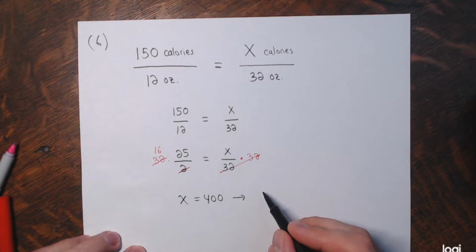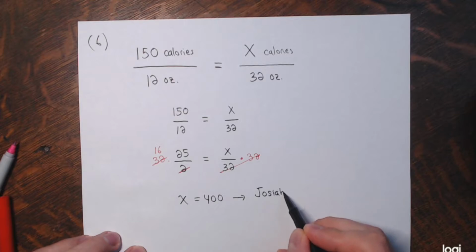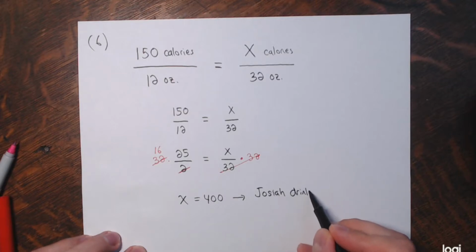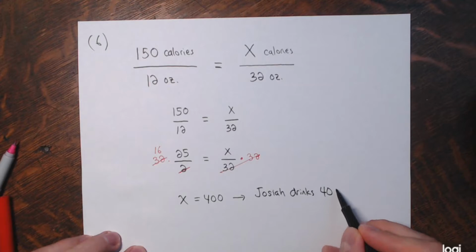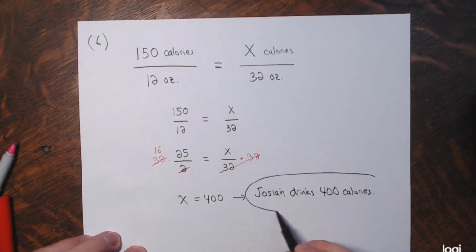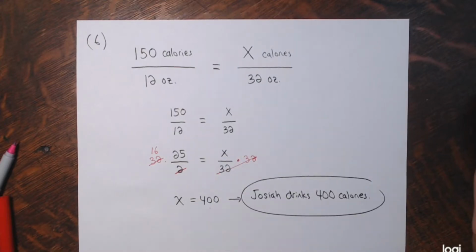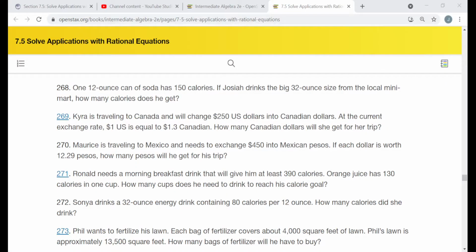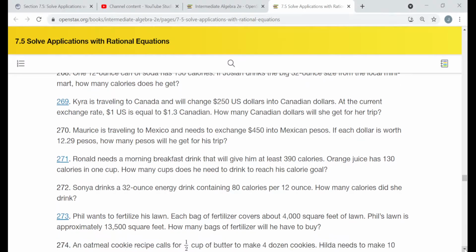Alright, so that means Josiah drinks 400 calories of soda. Again, x represented the number of calories in Josiah's drink. Okay. Next example is example 7. This will be exercise 269.